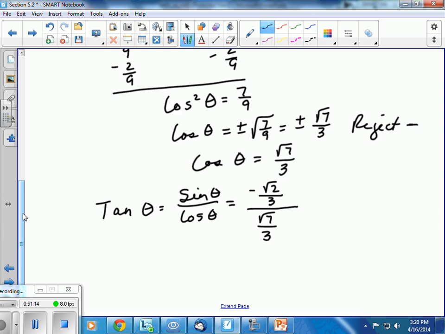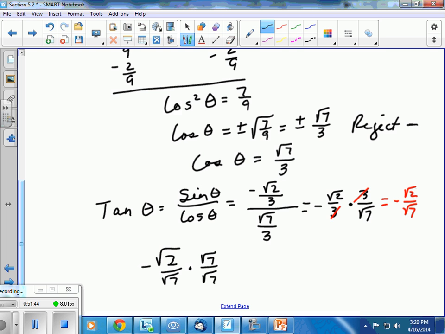Well, I really have a fraction divided by a fraction, which is really negative square root 2 over 3. I'm going to multiply by the reciprocal, 3 over the square root of 7. Those cancel. I get negative square root 2 over square root 7. You know I can't leave it that way. So now from negative square root 2 over the square root of 7, I'm going to rationalize my denominator. So I'll end up with negative square root 14 all over 7.